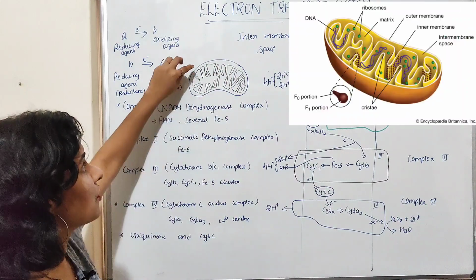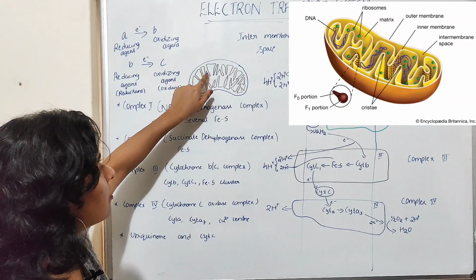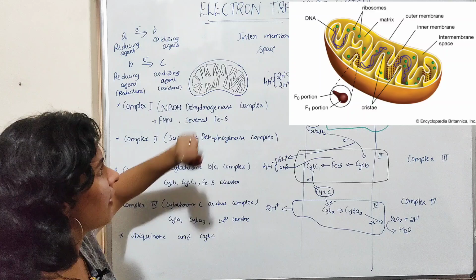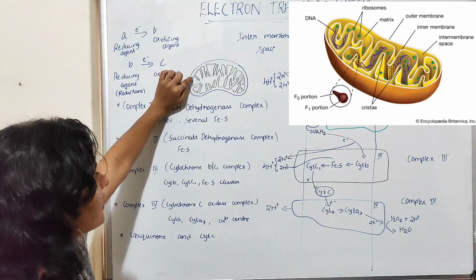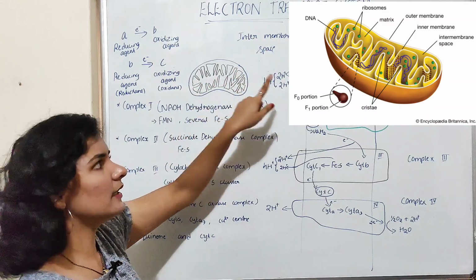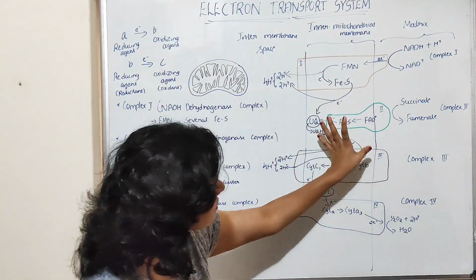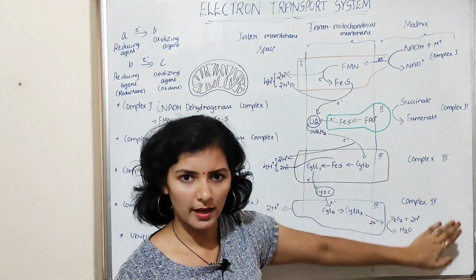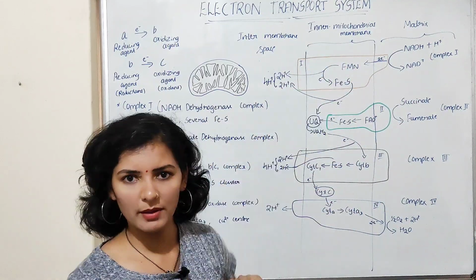And you know that the mitochondria has an outer membrane and an inner membrane. This inner membrane is thrown into numerous foldings known as cristae. Inner to the cristae is the matrix, and there is a space between the outer membrane and the inner membrane, and that space is called the intermembrane space. So these carriers are present in the inner mitochondrial membrane. As you can see in this diagram, this is the inner mitochondrial membrane where there are carriers, this is the intermembrane space, and this is the matrix. So carriers are present or embedded in the inner mitochondrial membrane.